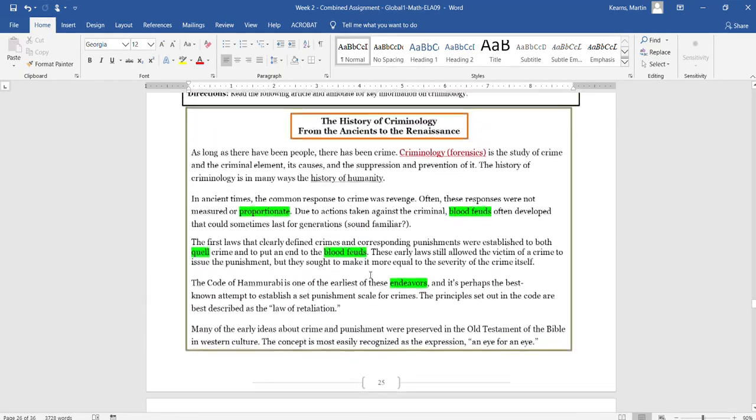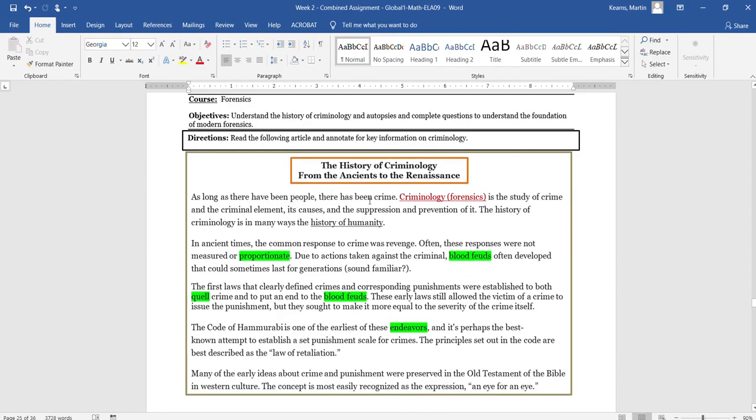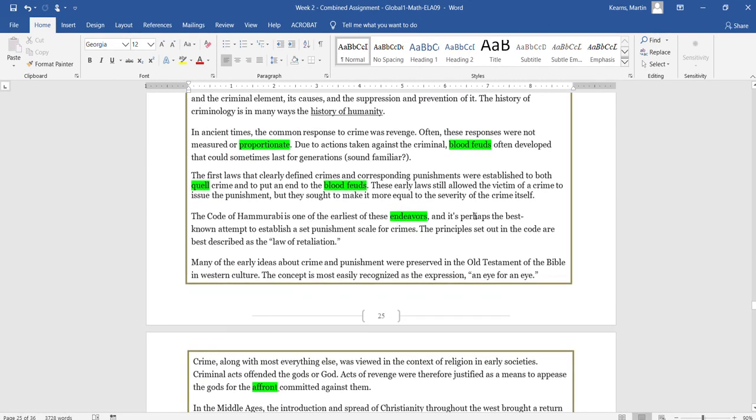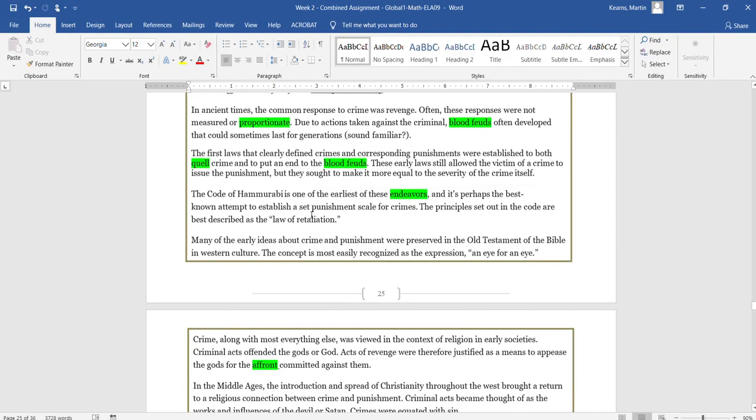All right, guys? So, as long as there have been people, there has been crime. Criminology, forensics, is the study of crime and the criminal element, its causes, and the suppression and prevention of it. The history of criminology is in many ways the history of humanity. In ancient times, the common response to crime was revenge. Often these responses were not measured or proportionate due to actions taken against the criminal. Blood feuds often developed that could sometimes last for generations. Sound familiar? The first laws that clearly defined crimes and corresponding punishments were established to both quell crime and to put an end to the blood feuds.